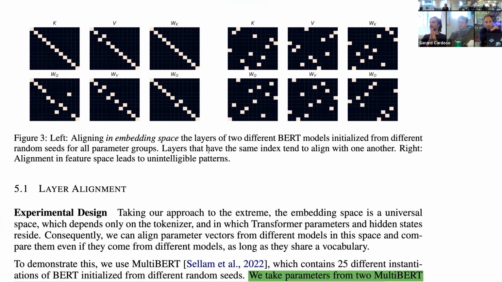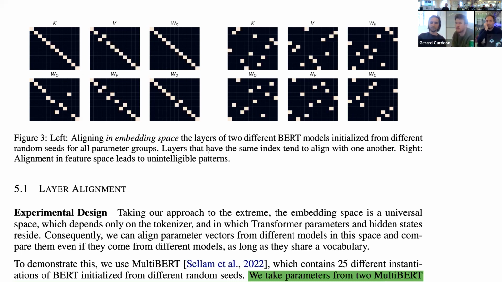So when you align in the embedding space, the layers correspond one-to-one, which is interesting. Effectively what they're saying is when you project the parameters into the embedding space, there's some stability: one layer in one model has the most similar activations, or most similar interactions, to a layer in another model. Whereas if you were to look at just the feature space, then you wouldn't be able to make the same claim for alignment.